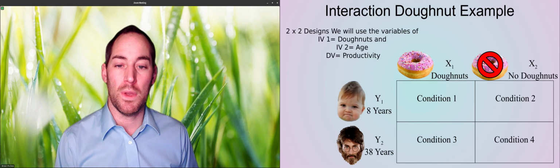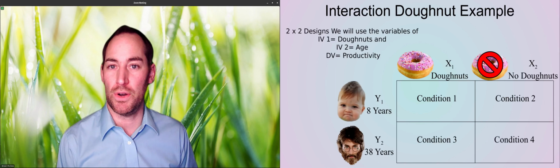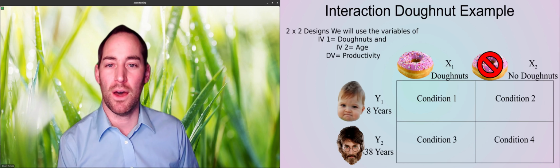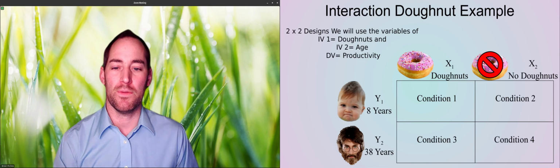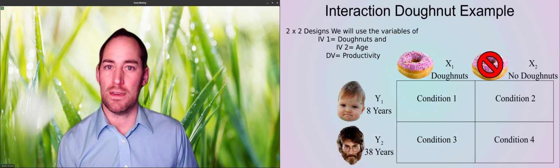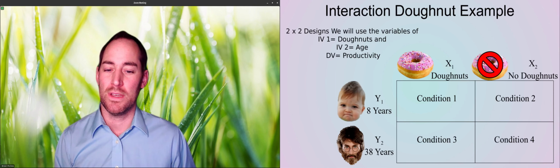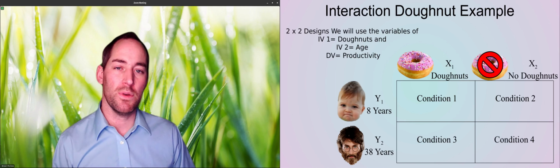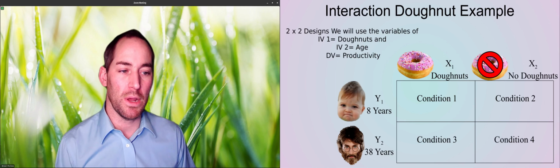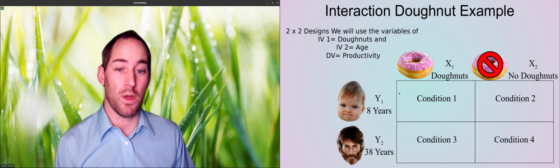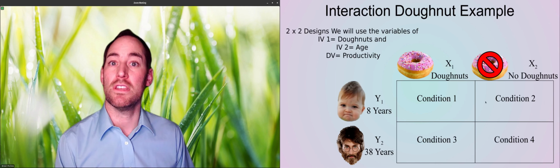So we have 8-year-olds versus 38-year-olds. So with this, we've got the ability to age this kid up to now 38. We have two conditions: one where we give people donuts, one where we do not give them donuts. So we give some 8-year-olds donuts, we give some 8-year-olds no donuts, we give some 38-year-olds donuts, we give some 38-year-olds no donuts. So this is 4 groups.